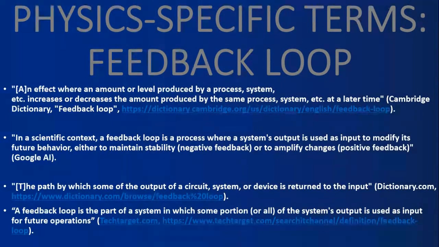That's from Cambridge Dictionary. In a scientific context, a feedback loop is a process where a system's output is used as input to modify its future behavior, either to maintain stability, negative feedback, or to amplify changes, positive feedback. The path by which some of the output of a circuit, system or device is returned to the input. That's kind of like the more artificial form of the feedback loops. You can use that in technology and that sort of thing. A feedback loop is the part of the system in which some portion or all of the system's output is used as input for future operations.